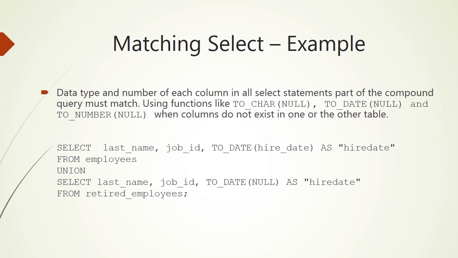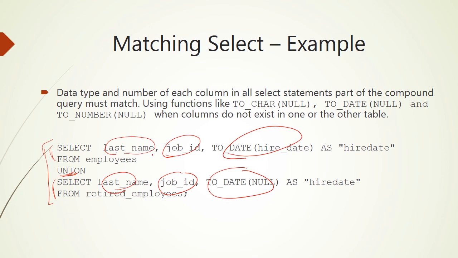When we write a compound query that contains set operators, so this is the compound query, and this is a component query, and this is also a component query, and this is the set operator. When we write a compound query, the data type and number of columns in all select statements that are part of the compound query must match. So here we have 1 column, 2 columns, 3 columns. Here 1 column, 2 columns, 3 columns. The number of columns and data types must match.